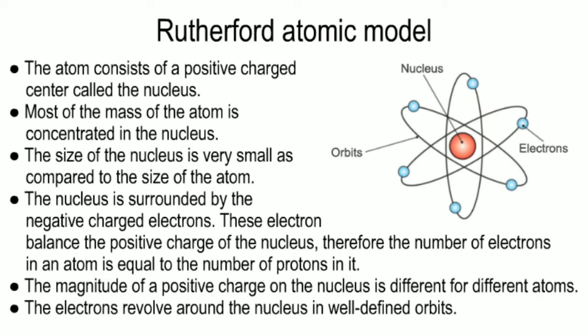Rutherford atomic model. The atom consists of a positively charged center, called the nucleus. Most of the mass of the atom is concentrated in the nucleus. The size of the nucleus is very small as compared to the size of the atom. The nucleus is surrounded by negatively charged electrons. These electrons balance the positive charge of the nucleus. Therefore, the number of electrons in an atom is equal to the number of protons in it. The magnitude of the positive charge on the nucleus is different for different atoms. The electrons revolve around the nucleus in well-defined orbits.